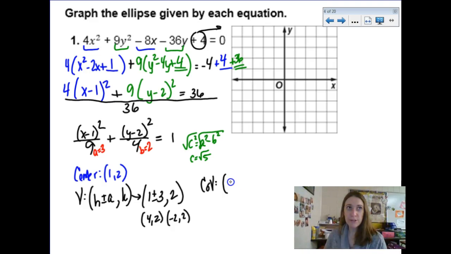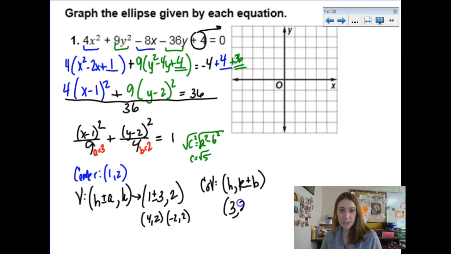So the formula for a horizontal one would be h, comma, and then k plus and minus the b value. So for our information, we have 3, comma, 2 plus and minus... nope, back up, getting my numbers confused. H was 1, so 1, comma, 2 plus and minus 2, there we go. So our co-vertices are at 1, comma 4, and 1, comma 0.